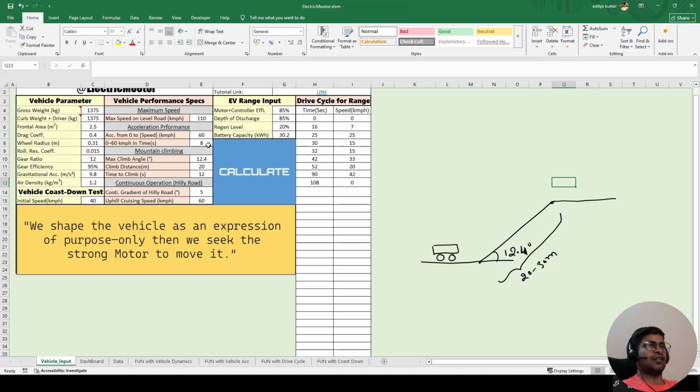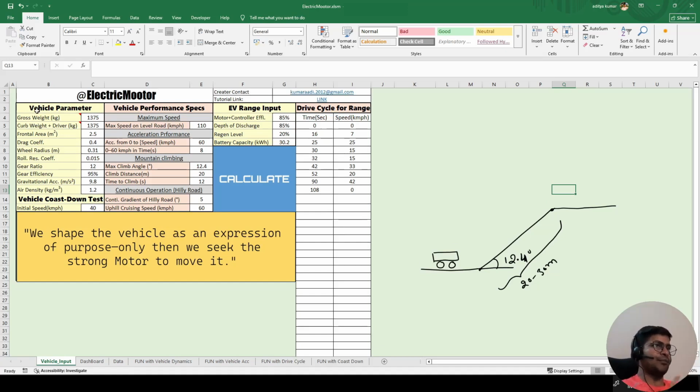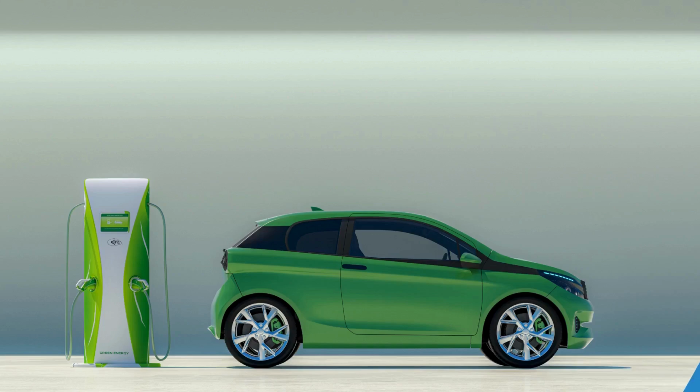Now the next set of inputs you see is for EV range, or input for calculating the range of the electric vehicle, and in this area you see the input for the drive cycle. I'm going to come back later to explain these two areas. At this point, the most important inputs that we have are the vehicle parameters and the vehicle performance.